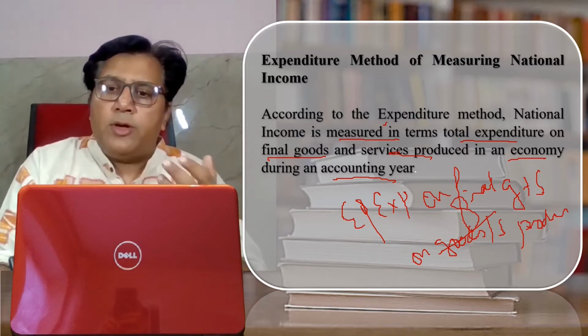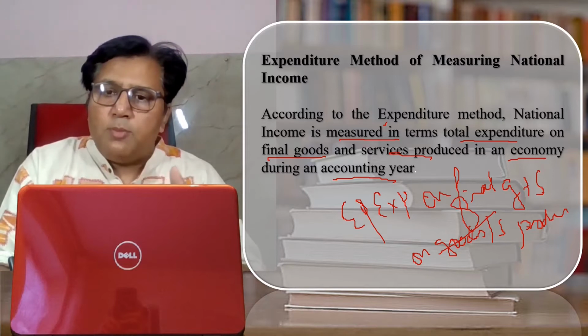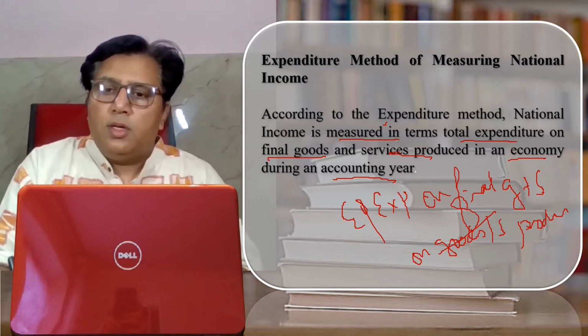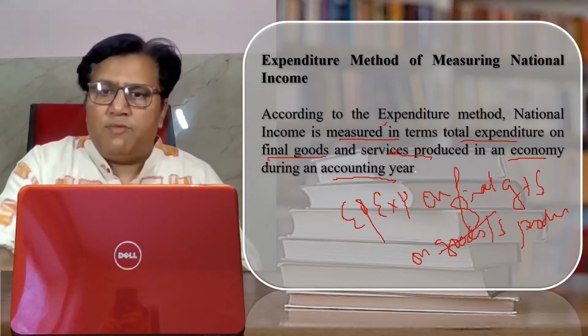What is national income according to the expenditure method? According to the expenditure method, national income is the sum total of the expenditure incurred on the consumption of final goods and services produced in an economy during a period of 1 year. I hope the definition is clear.